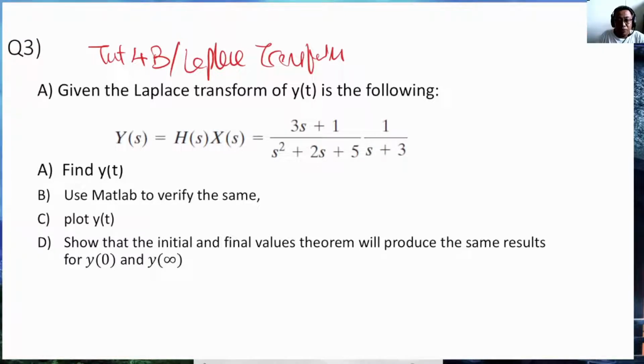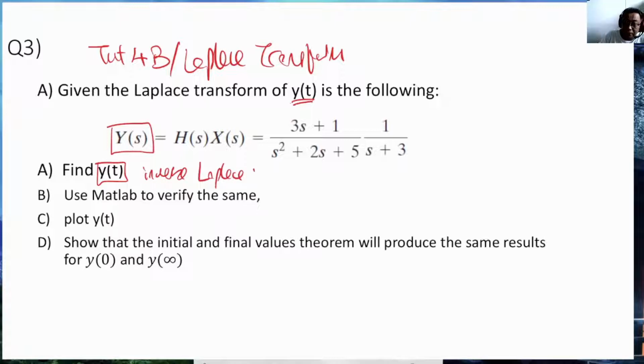Welcome back. This is tutorial 4B Laplace transform, where we are answering question 3. We are given Y(s), the Laplace transform of y(t), and we are asked to find y(t) in this question. So this is a question of inverse Laplace transform.